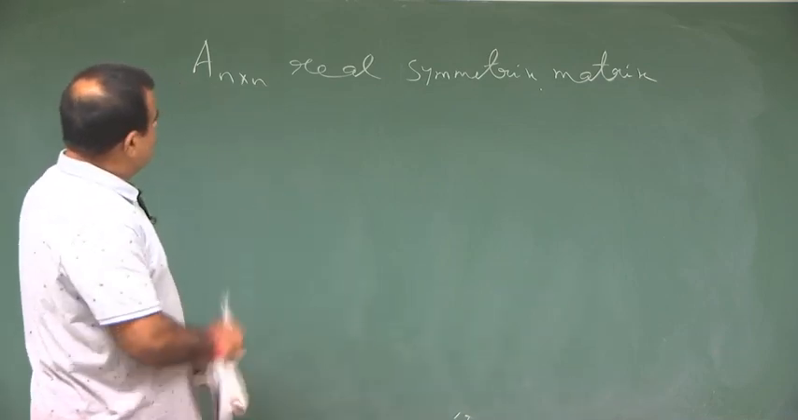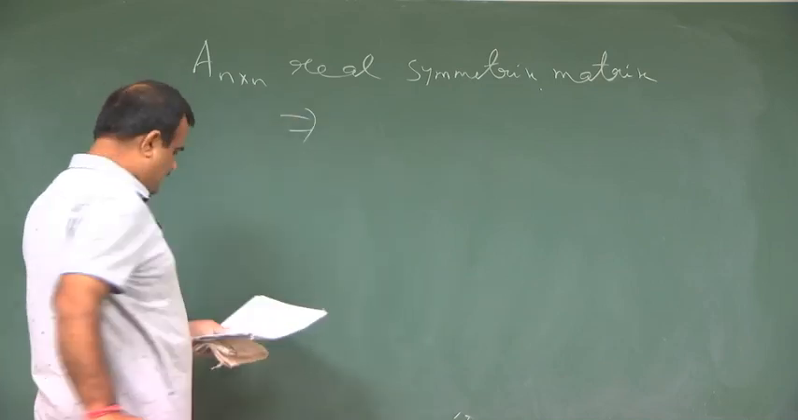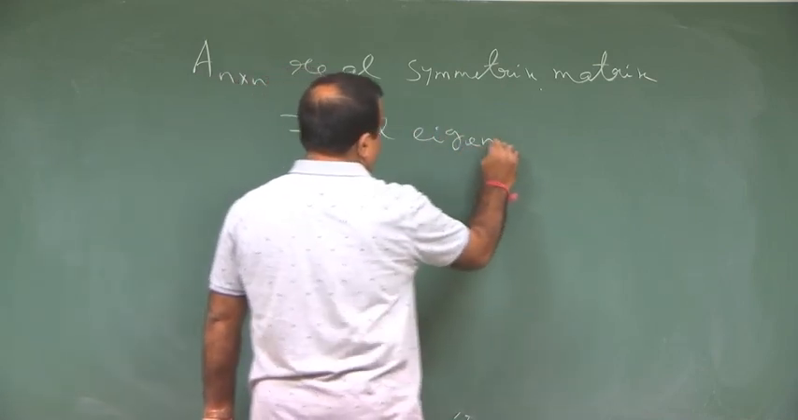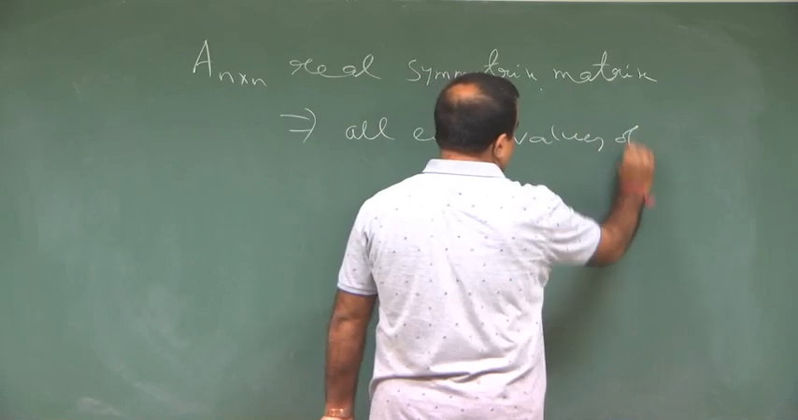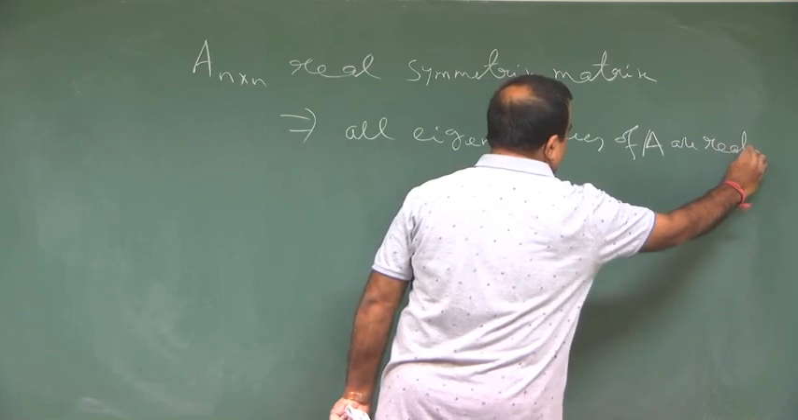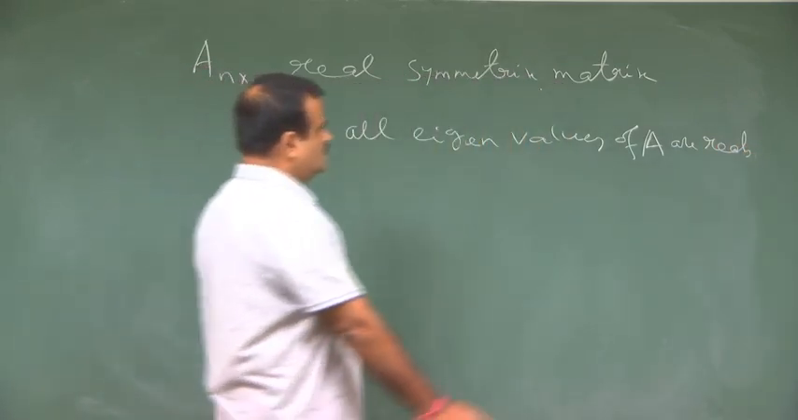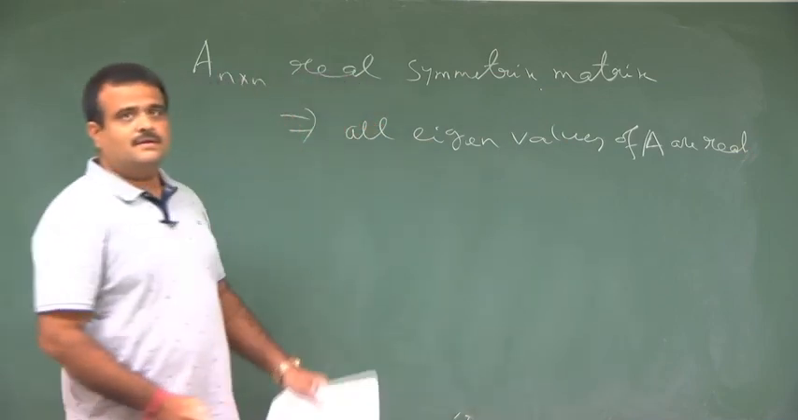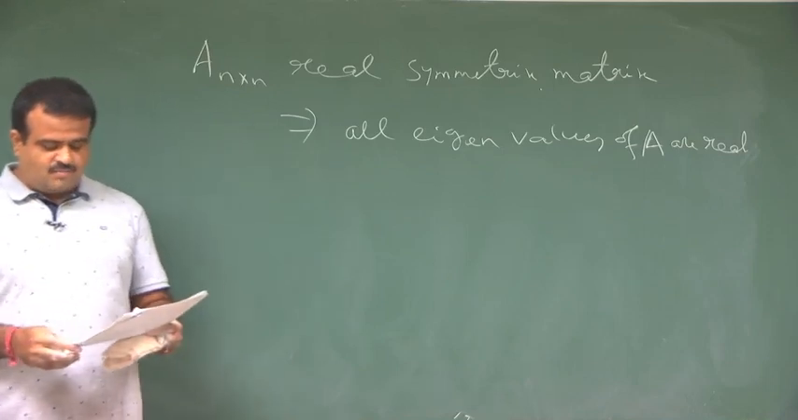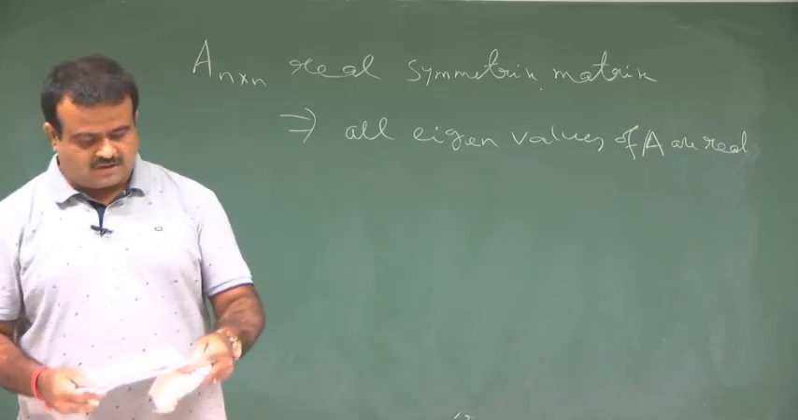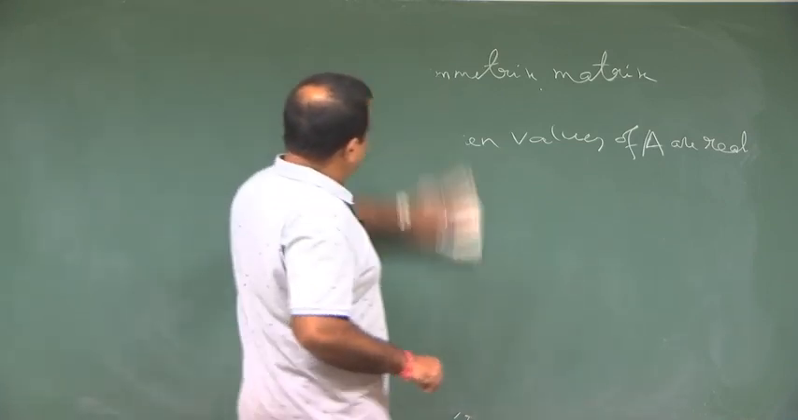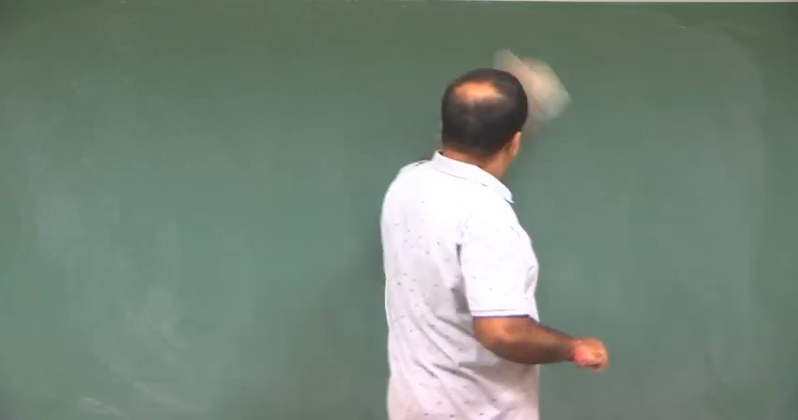Okay, so if this is a symmetric matrix, then all eigenvalues of A are real. So they come from the same field, the real numbers. Now, if A is a skew symmetric matrix, then they are purely imaginary or 0. Anyway, I am not going into this proof. Now we will discuss the product of the eigenvalues and some properties of the eigenvalues.